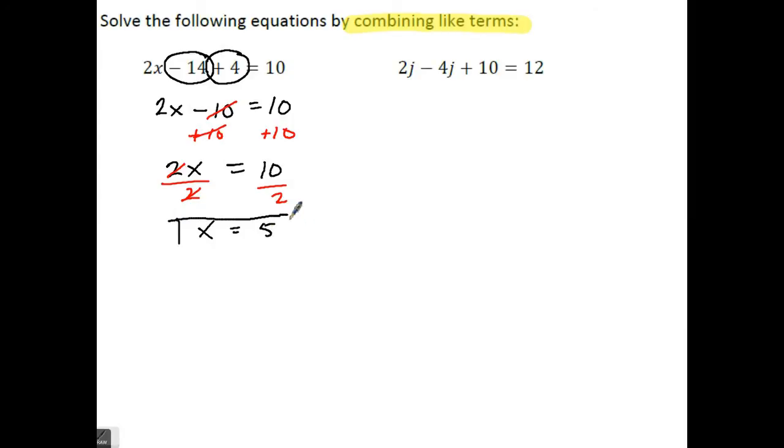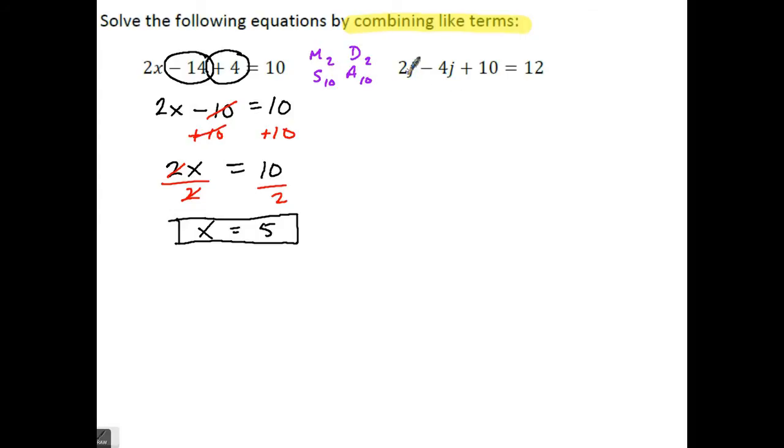And if you wanted to know what my steps were from the beginning, okay, so here I needed to multiply by 2, then subtract 10, so it was add 10, and then divide by 2. Now let's look at this one right here.